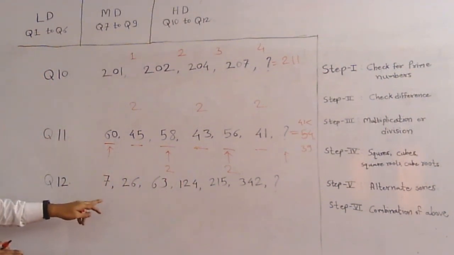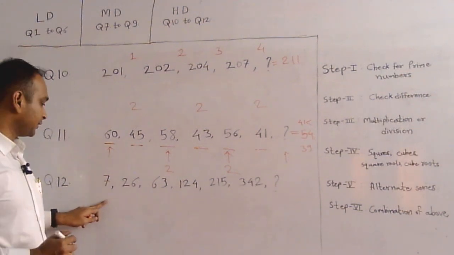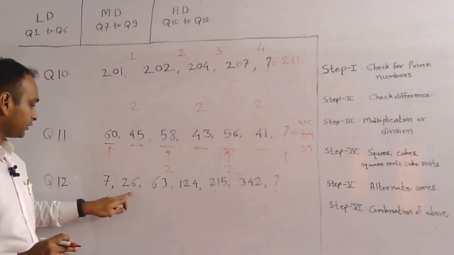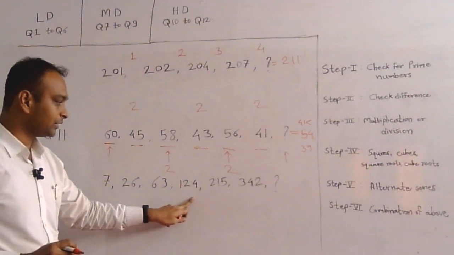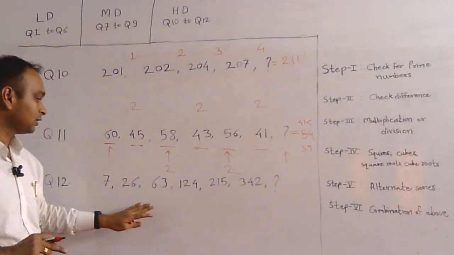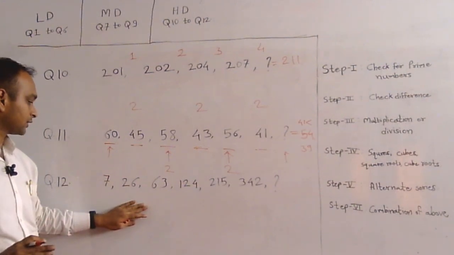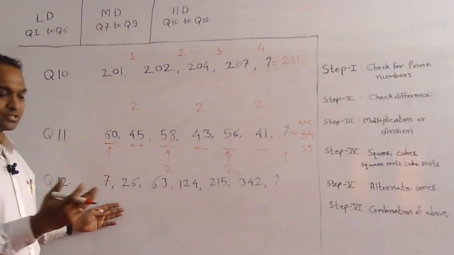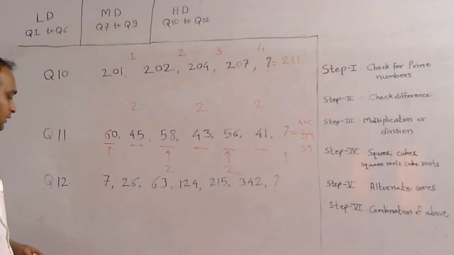Okay. Let's go for the last problem of this video. So we have 7, 26, 63, 124, 215, 342, and then a question mark. Let's pause the video and try for this. Now let's try together how we can solve this.